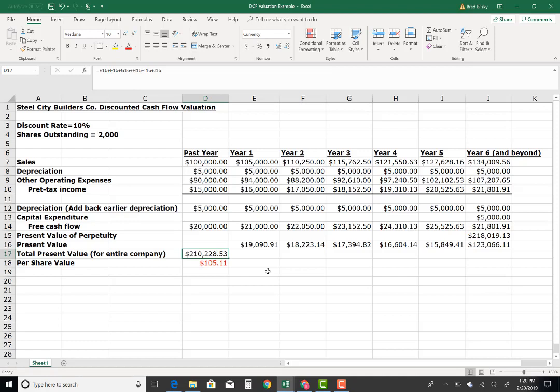Now, we're typically interested in looking at a share price, right? Not the price of the entire company, because most of the time as investors, we're not buying entire companies, we're buying shares of companies. Well, notice I could figure that out pretty easily. I know the whole company's worth $210,000. Well, there's 2,000 shares outstanding, so all I have to do to figure out how much each share is worth is take the entire value of the company, divide it by the number of shares. And notice that's what I do right here. D17, that's the total value of the company, 210,000, and I divided it by that 2,000 shares. So for this company, each share is worth $105.